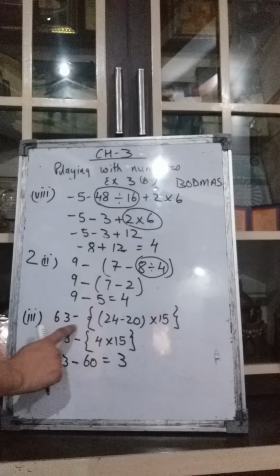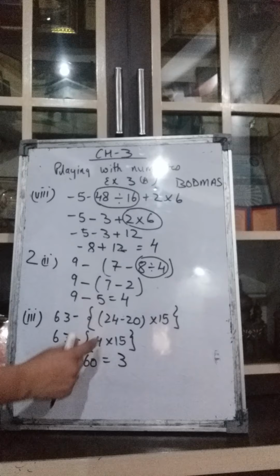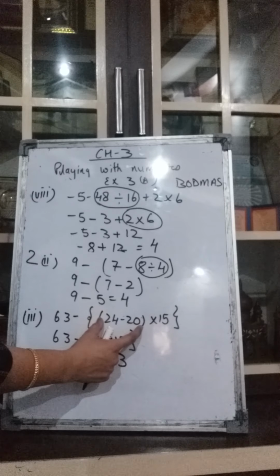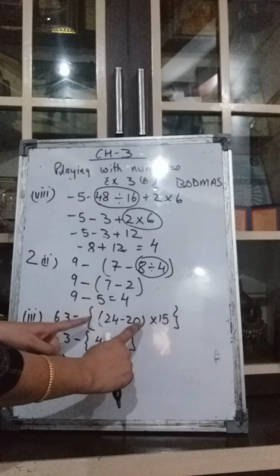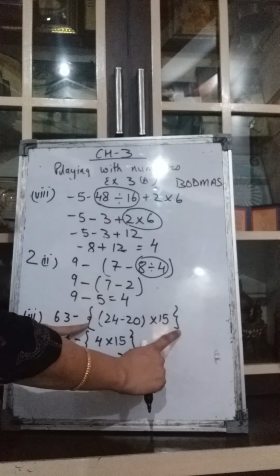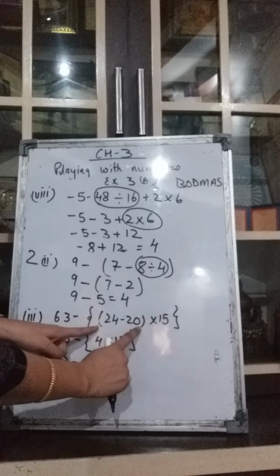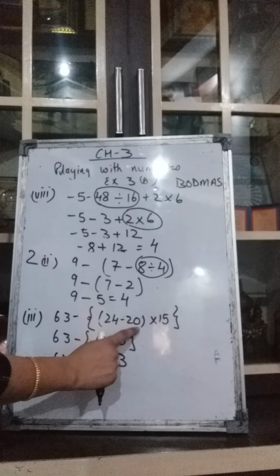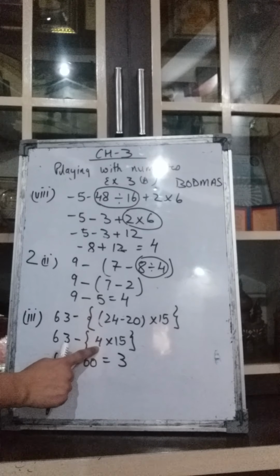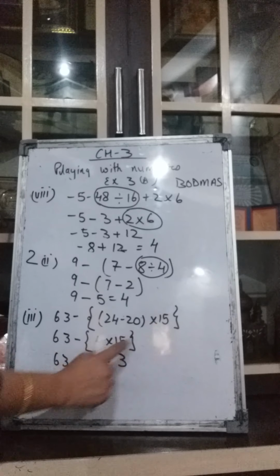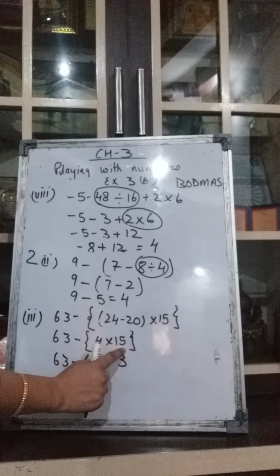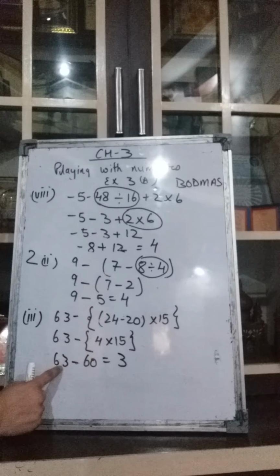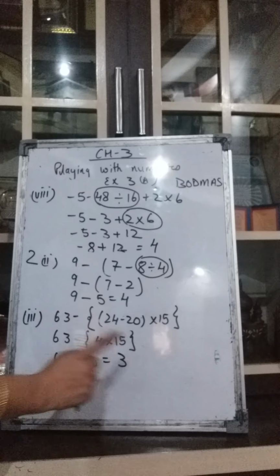Now let's come to the third part. The third part says 63 minus, now there are two brackets here girls. One is this bracket, the outer one, and one is the smaller inner one. Always solve the inner bracket first, which is on the inner side. This is still on the outer side. So always solve the inner bracket first. This is a rule. So it is 63 minus 24 minus 20. This has to be solved first. It will give you 4. Multiplied by 15. 15 will remain as it is. Right? 4 into 15. So it will be 63 minus, now you can solve this, 60. 63 minus 60 is equal to 3.